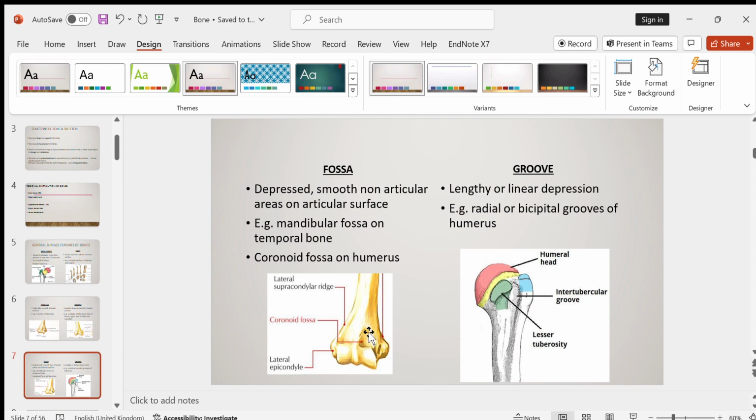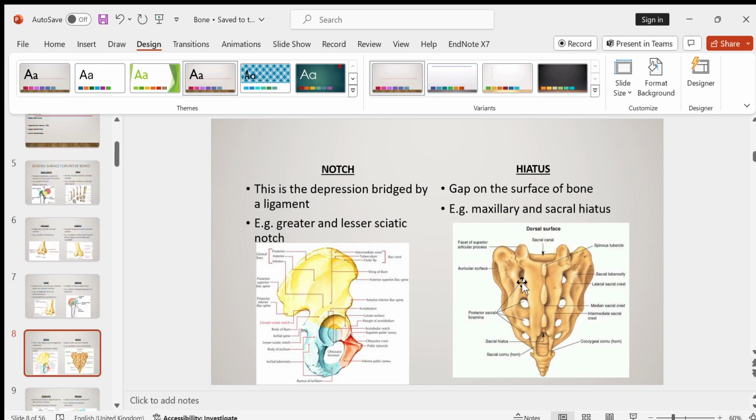Now fossa. Fossa is a depression, a hollow. This is the coronoid fossa, and the example is the coronoid fossa of the humerus. Groove is an elongated fossa. I mean, fossa is a circular hollow and groove is an elongated hollow. This is on the upper end of the humerus.